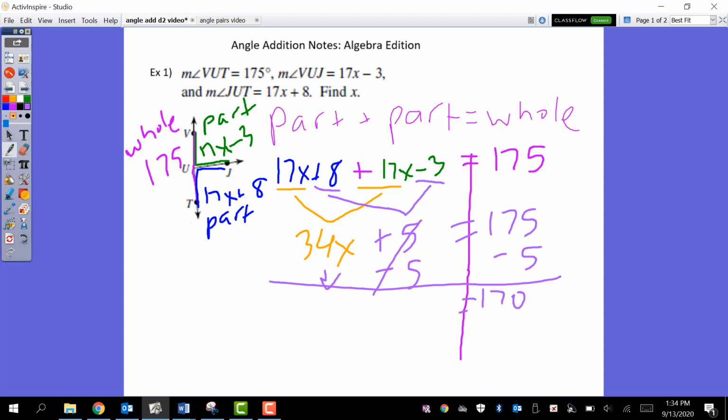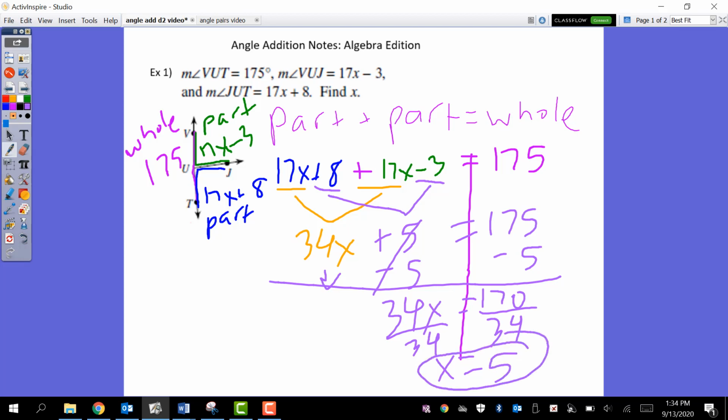We're going to bring down 34x. And then last step is divide by 34. And I'm going to get x equals 170 divided by 34 is 5. So final answer was 5 because that's what it's asking me for. If it had asked me for one of the angles over here, I would have to plug 5 in. But since the question just said find x, I am done. Okay, so it's very similar. I'm labeling what's a part, what's a whole. I'm plugging it into part plus part equals whole.